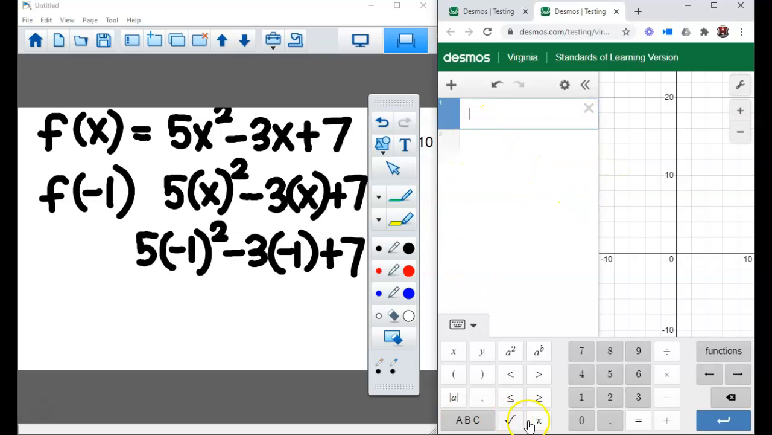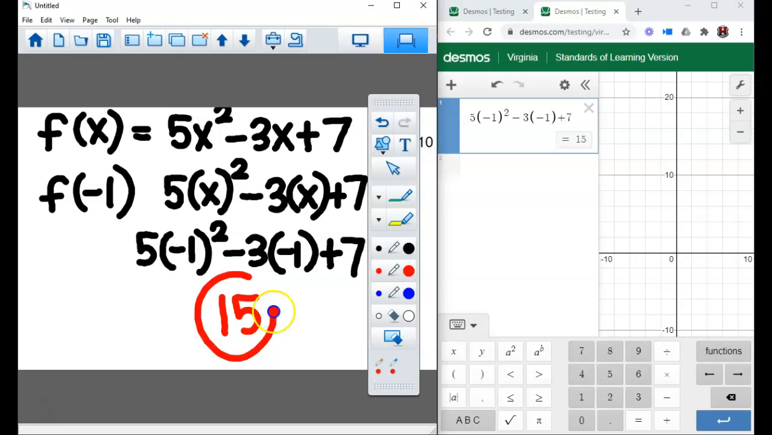All right, so 5, parentheses, -1, close those parentheses and square. Minus 3, parentheses, -1, close those parentheses, and then plus 7. And there's my output, there's my answer. I should have 15.